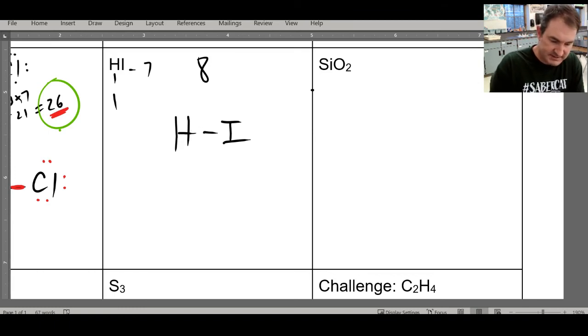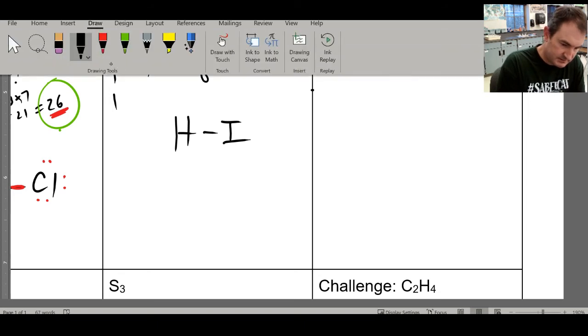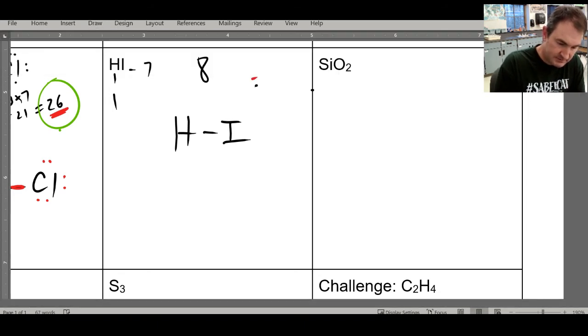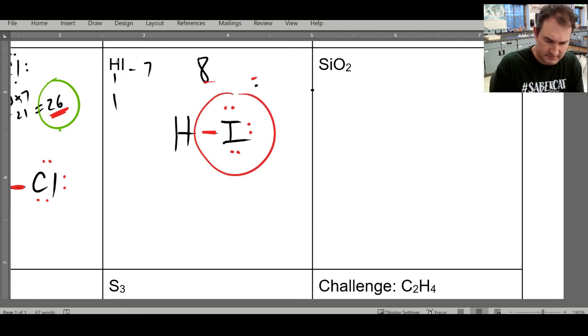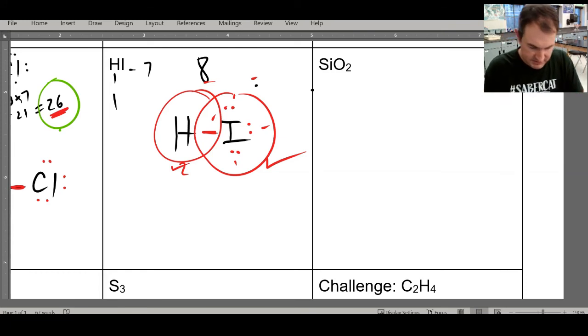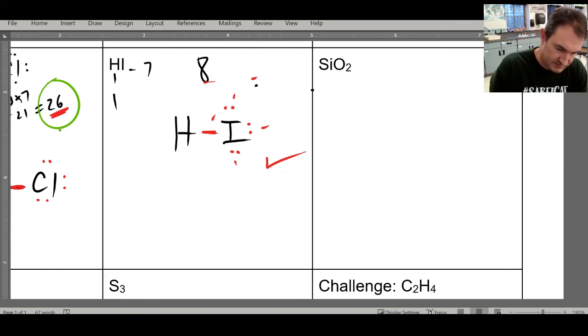Now, where do the rest go? They go around the iodine, the I. Okay, so we're going to get to 8. We've got 2, 4, 6, 8. If we count them up, iodine's full, right? 2, 4, 6, 8. So it's good. And then my hydrogen's good because it has a bond, and a bond counts for 2. So that structure is done. Again, no double bonds, no triple bonds, none of that.